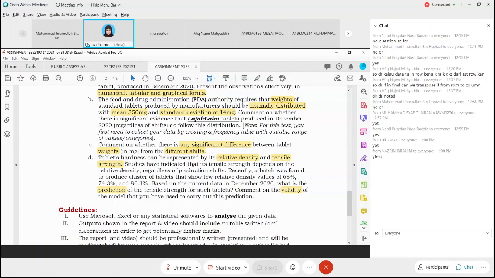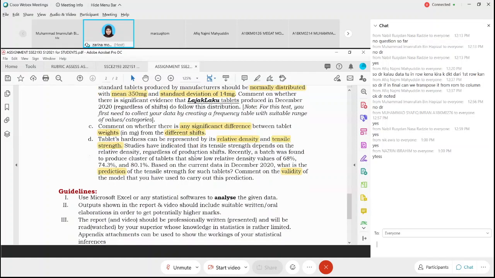If they are out of the range, then you can question the validity. So you can say that the model is not valid to predict the tensile strength. Why? Because the values used to predict is out of the given range. Otherwise, if they are in the range, that's fine. The prediction is valid for that particular value. Okay. So look at your data and comment on that.